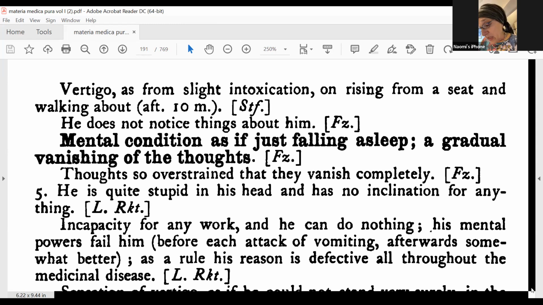He is quite stupid in his head and has no inclination for anything. This sounds to me as if he's just incapable of thinking at that moment and has no sort of desire. Well, it says for anything. I'm not sure if that means to follow through with a thought or to do something, do a task that he needs to do. Yeah, there's clearly incapacity for thinking and functioning and noticing the surroundings in this remedy. Right, right.